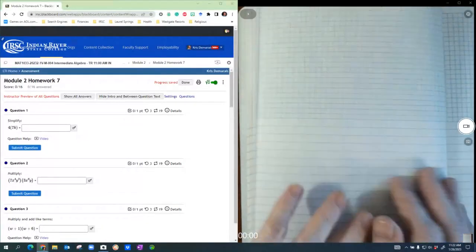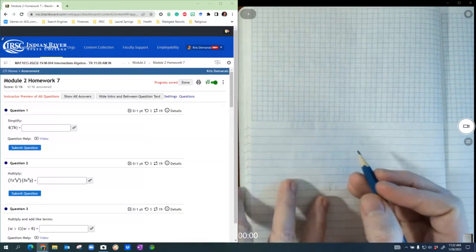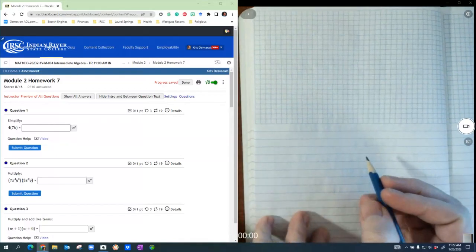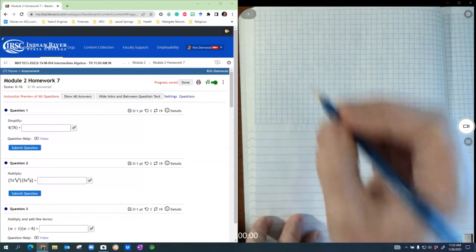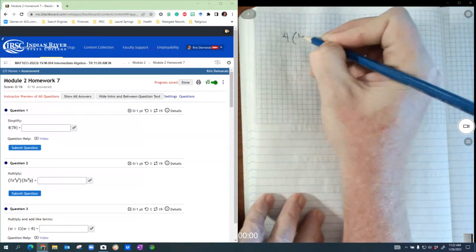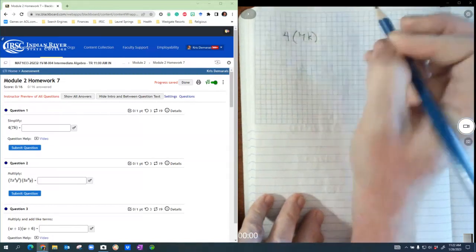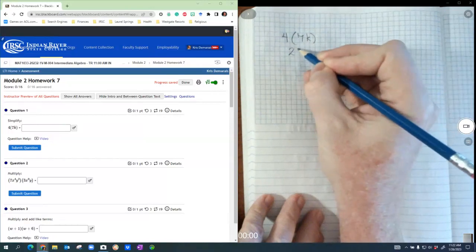All right, this is module 2, homework 7. So we have 16 questions to answer in this one, and this is multiplying polynomials. So when you're multiplying 4 times 7k, you're basically just multiplying 4 times 7, and that's it.